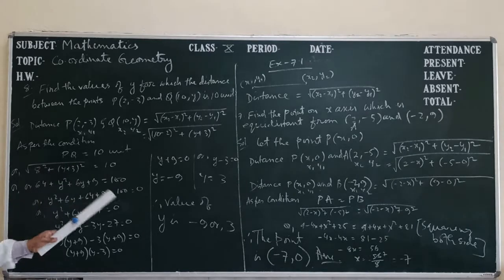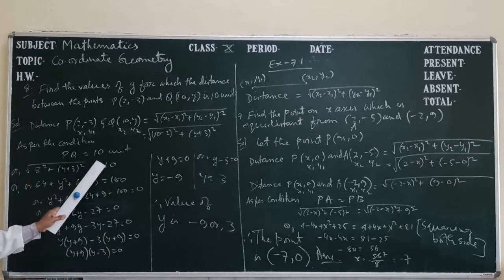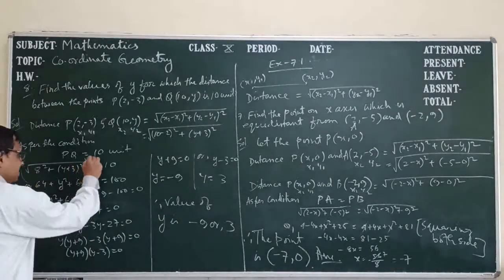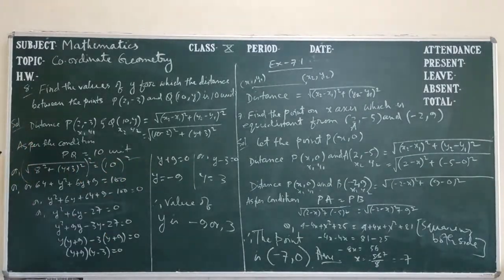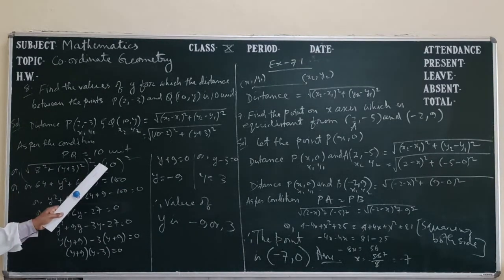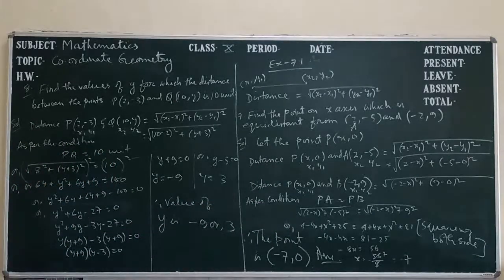Now if we do the squaring on both sides, the root sign will be removed and this will be squared. So 10 square is 100, because we have done squaring on both sides. The root is removed, and now 8 square is 64.